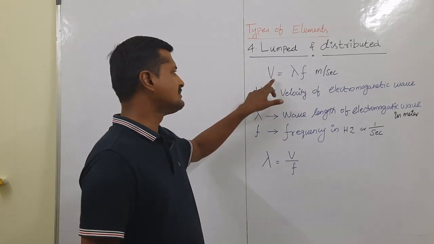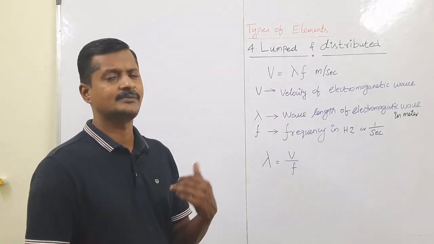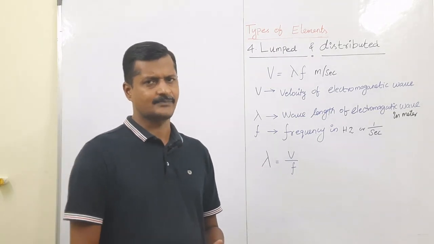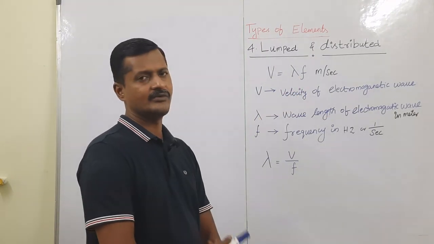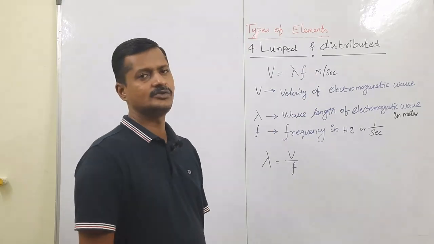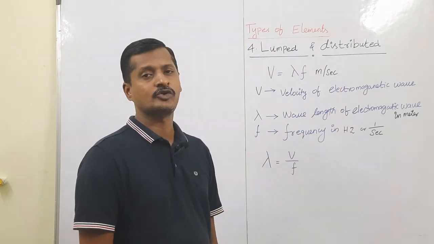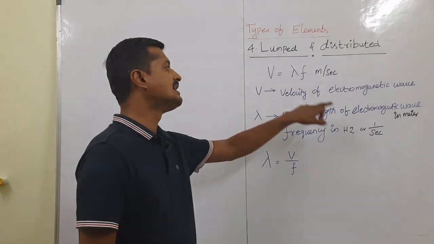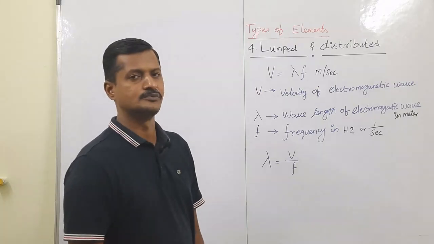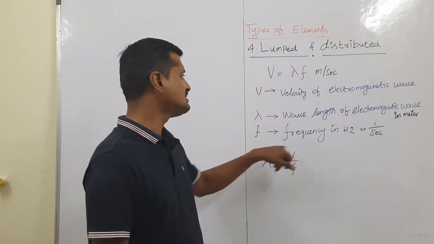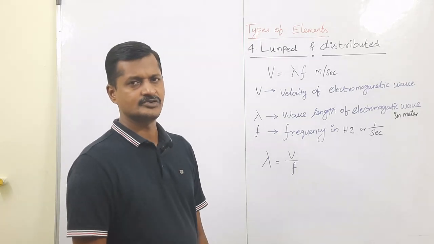Right. So v is the velocity of the electromagnetic wave, the supply we give as input. So v is the velocity of the wave, that is equal to lambda into f. Lambda is the wavelength of the electromagnetic wave in meters. f is the frequency in hertz, or 1 by seconds.